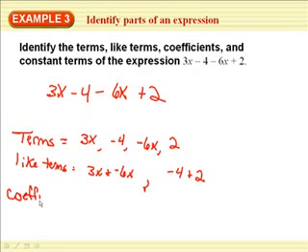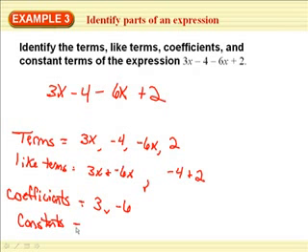Coefficients. Coefficients are the numbers that are attached to the letters. So a 3 and a negative 6 are the coefficients. And then the constants. Ones with no letters, negative 4 and 2. They have no letters attached to them.